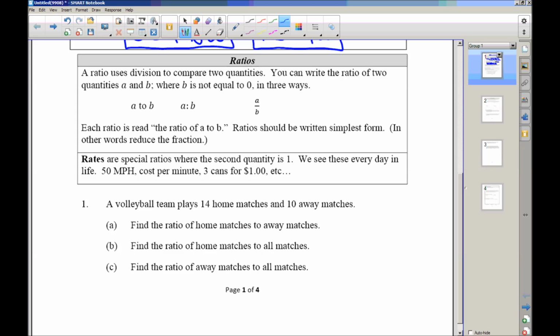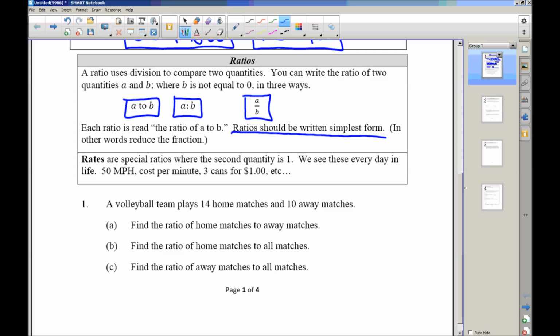So the three ways are to use the word TO in between, use a colon in between, or to just write it as a fraction. Each ratio, though, is still read the same way, the ratio of A to B. Okay? Also, ratios should be written in simplest form.